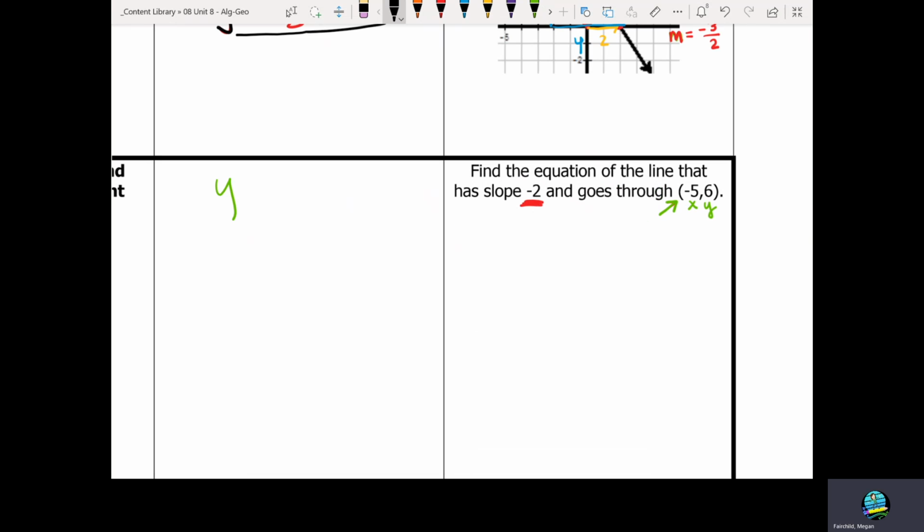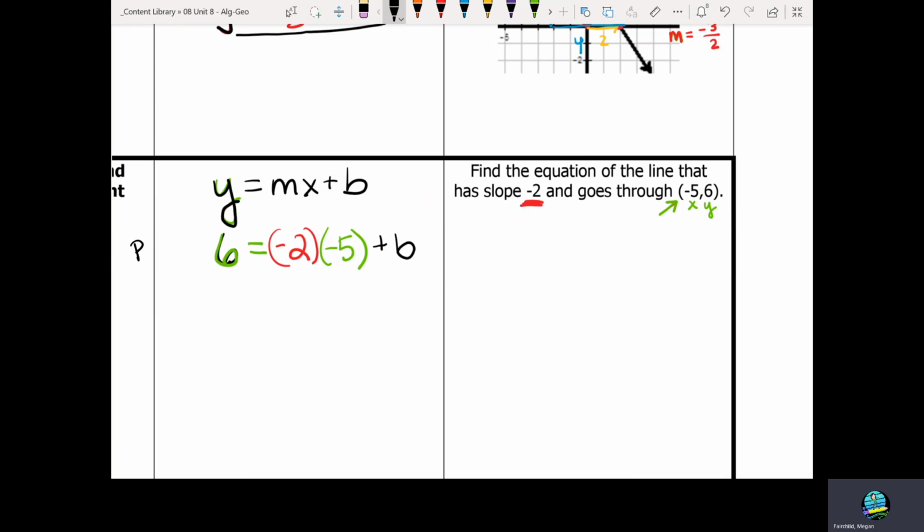So when we have our equation, y equals, what is it? M, not all at once, mx plus b. Now we have a Y, which is 6. We have an M, which is -2. Do we have an X value? Yup, -5. And we don't have a B. We have to solve for B. But if we only have one variable left, we can solve for that variable.